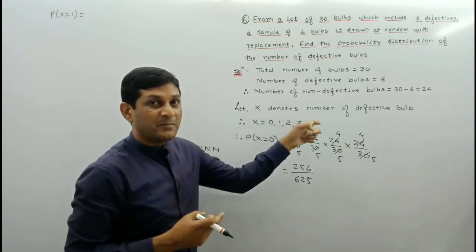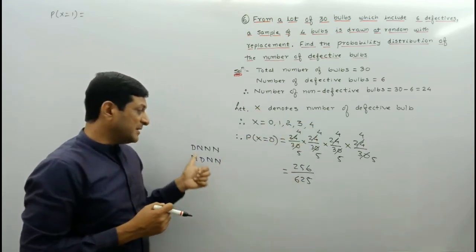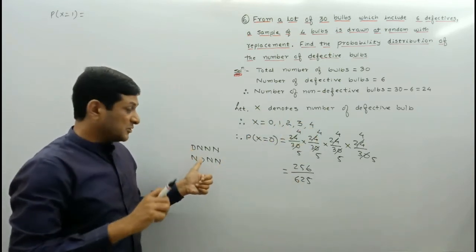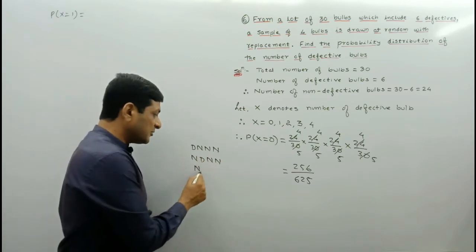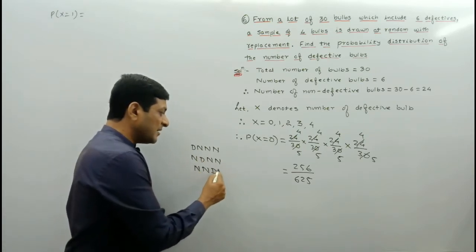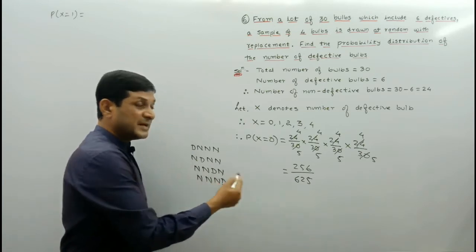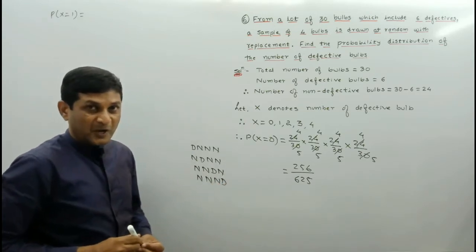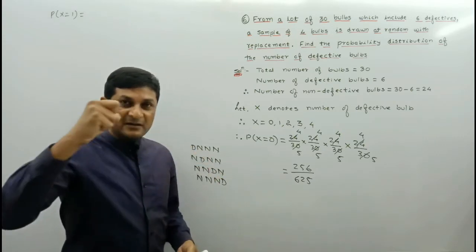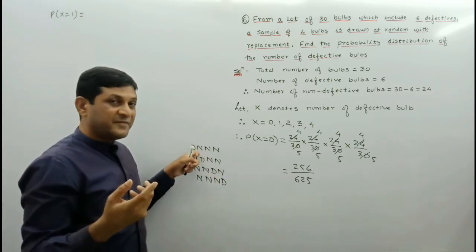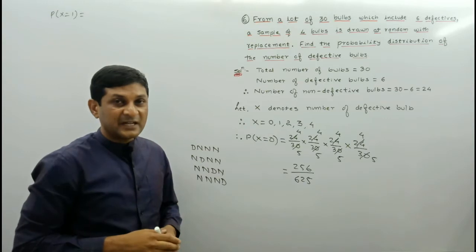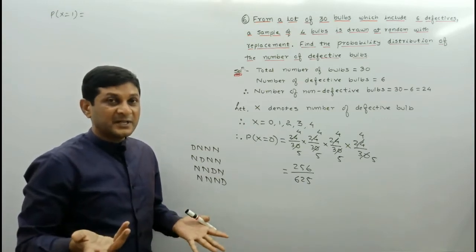X shows what? Number of defective bulb. तो फिर डिफेक्टिव बल्ब या तो पहली बार आया होगा, या तो फिर सेकंड टाइम आया होगा, या तो फिर थर्ड टाइम में आया होगा, या तो फिर फोर्थ टाइम में डिफेक्टिव बल्ब आया होगा. मीन्स यू होप ऑल ऑफ यू आर गेटिंग इट. बल्ब निकाला, डिफेक्टिव आ गया. पहला ही बल्ब डिफेक्टिव था तो इसका मतलब बाकी के 3 क्या थे? नॉन डिफेक्टिव.